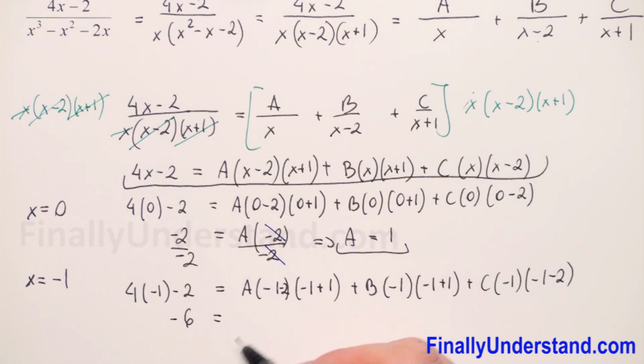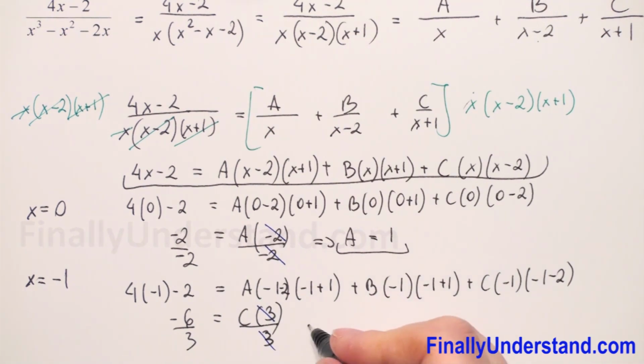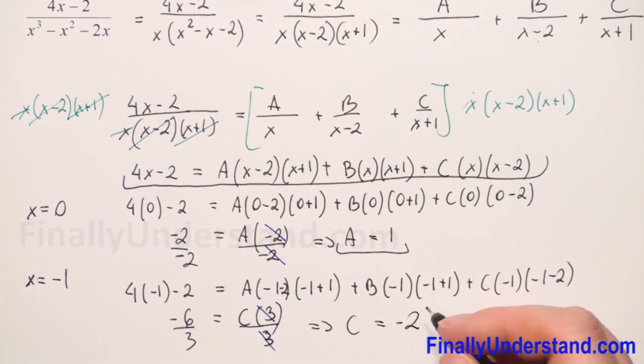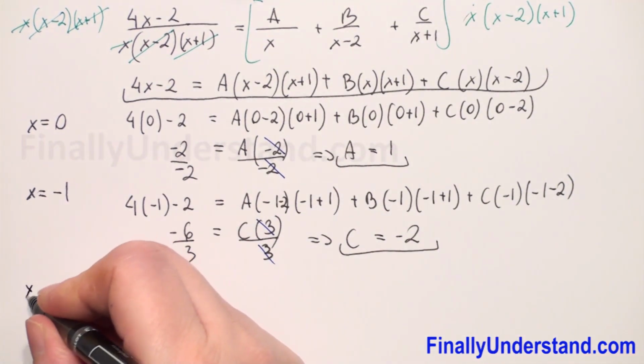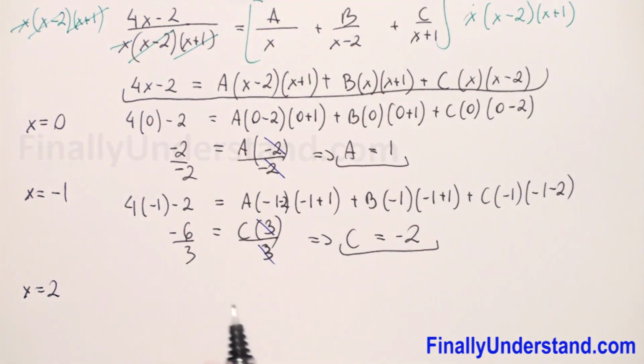This is equal to, negative 1 plus 1 gives me 0, so 0 times whatever gives me 0, so we don't have the first term and the second, and we will have only c times negative 1 times negative 3, which is 3. Now we divide both sides by 3, so 3 and 3 we can reduce, and we have that c is equal to negative 6 divided by 3, which is negative 2.